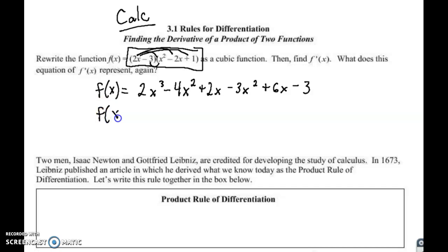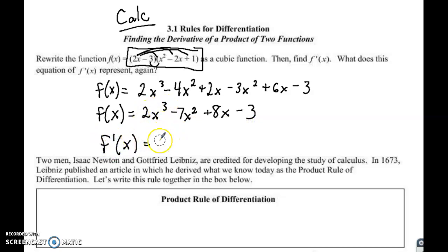Let me rewrite it one more time, because you wouldn't want to do each one of those pieces, because you can combine negative 4x squared minus 3x squared, that's minus 7x squared, 2x and 6x is 8x, minus 3. So then when I ask for the derivative, this is very straightforward. You can bring the 3 in front, which is 6, 2 times 3, x to the second, minus 14x plus 8, and the derivative of negative 3 is 0.